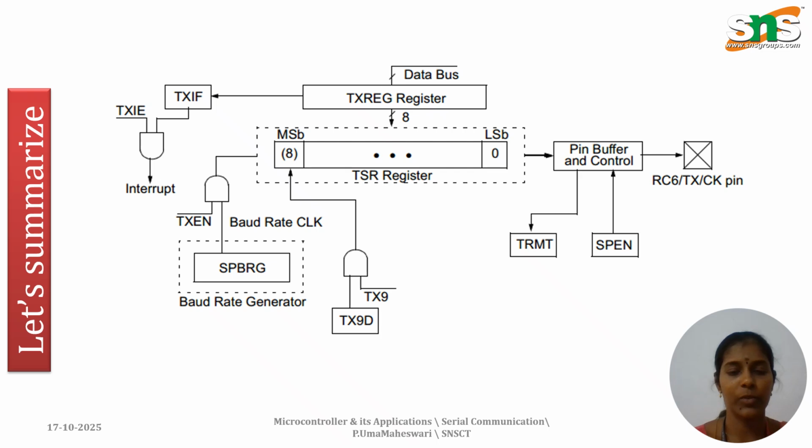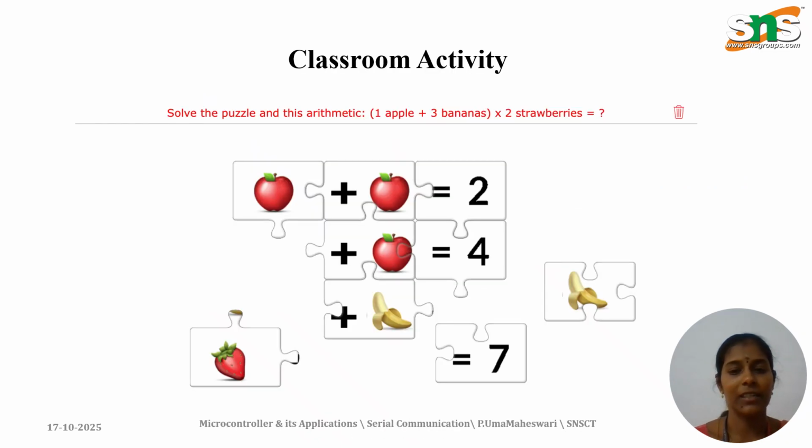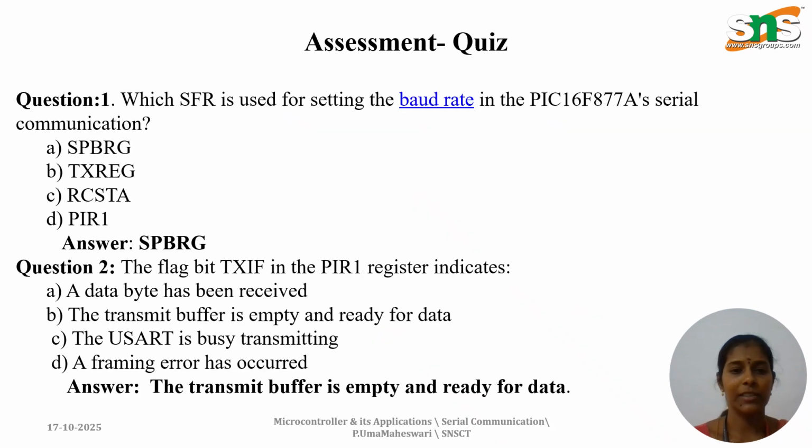Let us summarize. Here we have discussed the transmitter and the receiving end, and the baud rate, and why it is very important for setting anything. And this is the classroom activity. These are all the assessment questions.